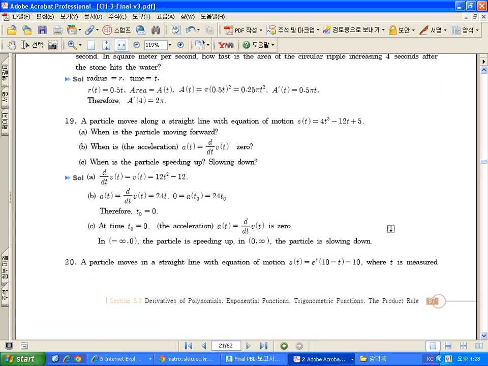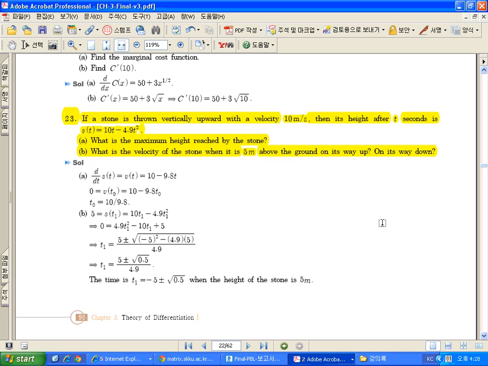Okay. What else? Let me explain just one example here, the problem 23. If a stone is thrown vertically upward with velocity 10 meters per second, then its height after t seconds is this. Then what is the maximum height reached by the stone? How you can find it? Maximum height. That's the point when velocity is 0. Okay? So what's the velocity? So first derivative. Find it. And let it be 0. Okay? Then solve the equation to find when the velocity is 0. That's just finding the first derivatives.